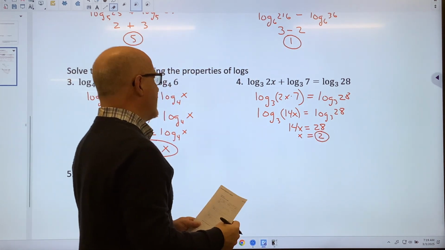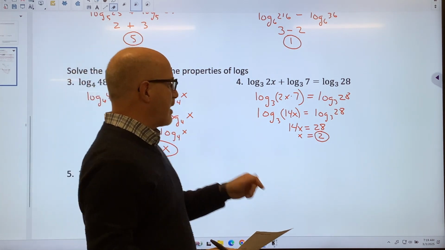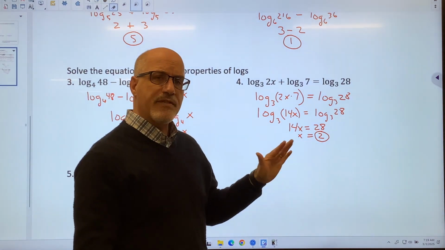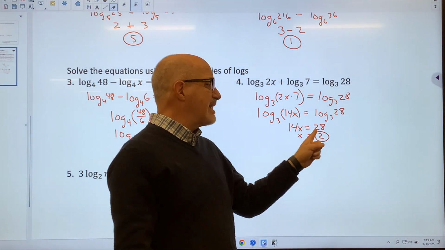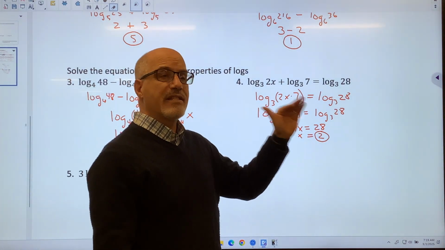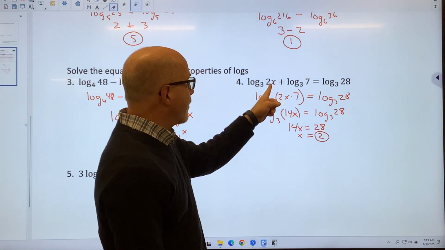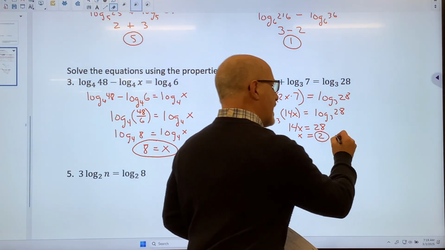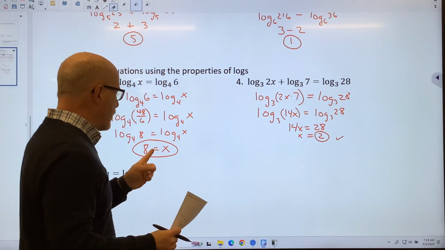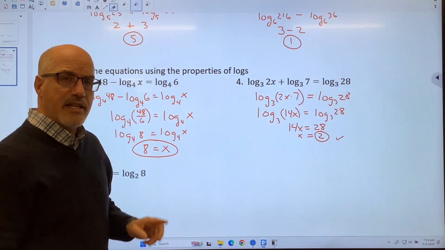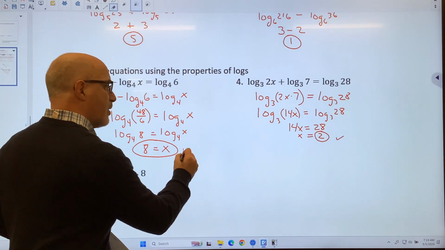Now one thing you do need to do, and I neglected to do here, so I'm going to come back and do it, you do need to check your answers. What you have to check is to make sure that this answer doesn't give you log of a negative or 0. If I put in 2 here for the x, that's a positive number, I'm okay, it does check. Let's go back and check this one real quick. If I put 8 into that, it's not a negative or 0, so this one also checks.